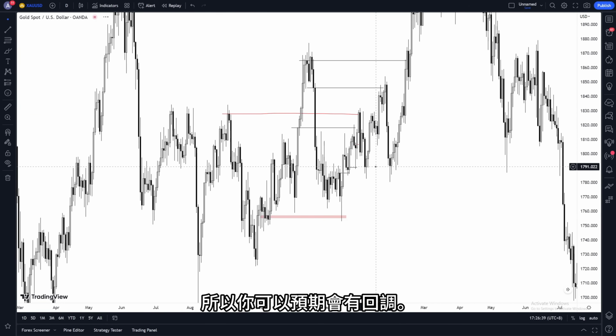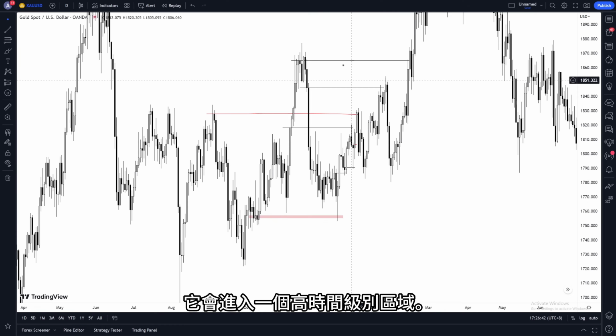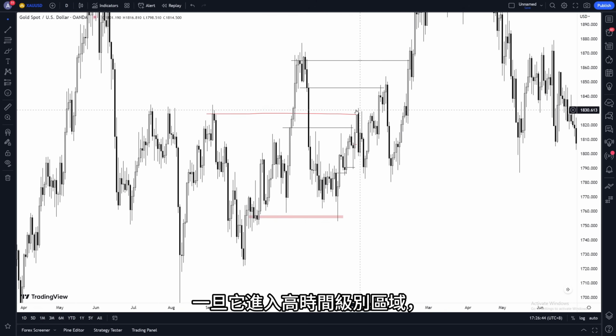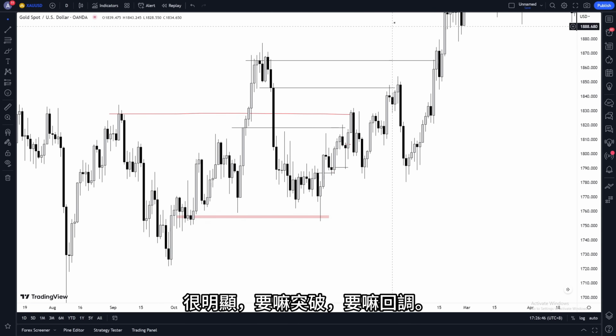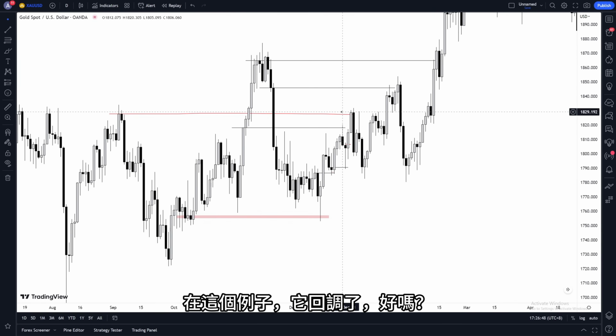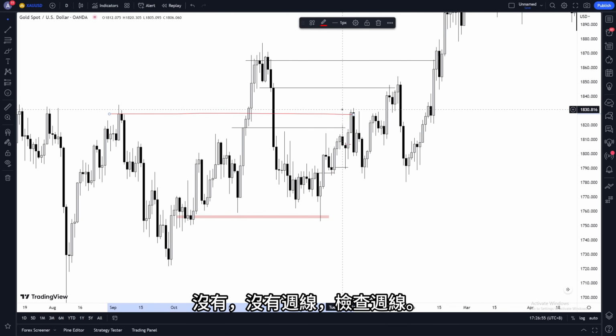It's probably going to worry you. It's probably worrisome. So price is right now in a daily and it's inside the weekly, so you can expect pullbacks. When price moves big, you can expect it's going to go into a higher time frame zone. Once it goes into a higher time frame zone, it's going to do one of two things. Obviously, it's going to break or it's going to pull back. In this case, it pulls back.